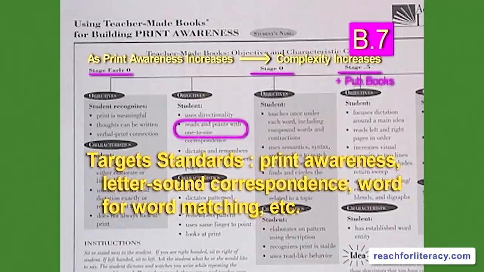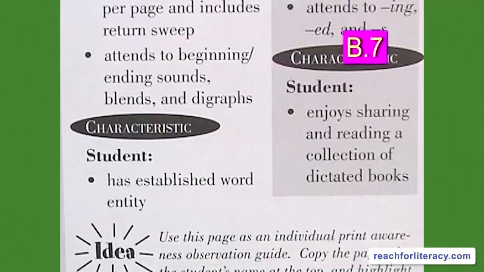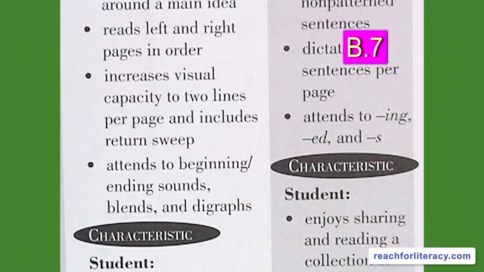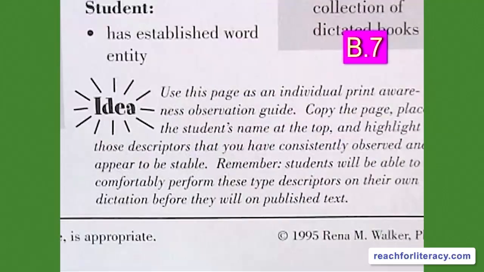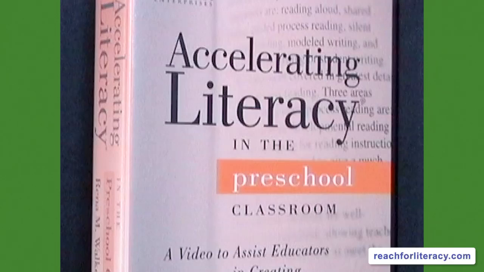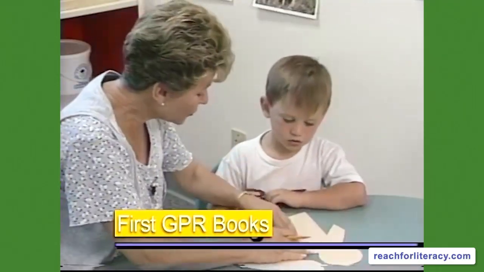The page that you want to refer to as you're making these little teacher-made books would be B7. That tells you just how complex you need to be with that child. B7 can also be used as an assessment page, and you can highlight those indicators once they have stabilized to indicate that now we can move on to the next level. So it's through these dictated books that the child starts to get a sense of what books are. The first books that a child has at stage 0 would be the dictated books.